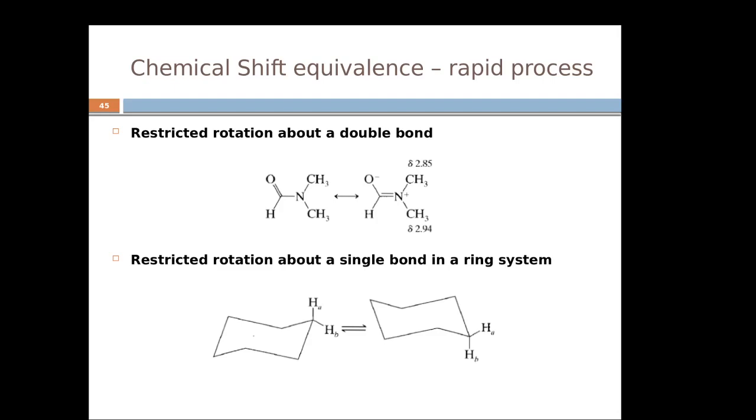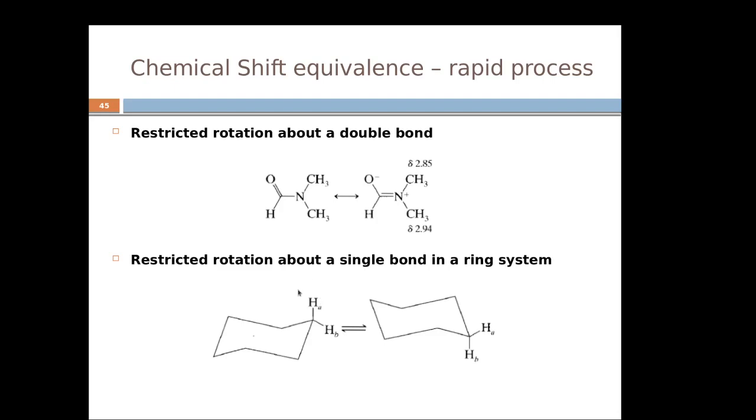Okay, as you can see, for cyclohexane, if you consider the chair form, the most stable form, and if you consider the axial proton and equatorial proton, and label them as proton A and B, a flipping about the carbon-carbon single bond in the ring system would make the axial proton equatorial and the equatorial proton axial. And this can be interconverted or exchanged by this flipping mechanism.